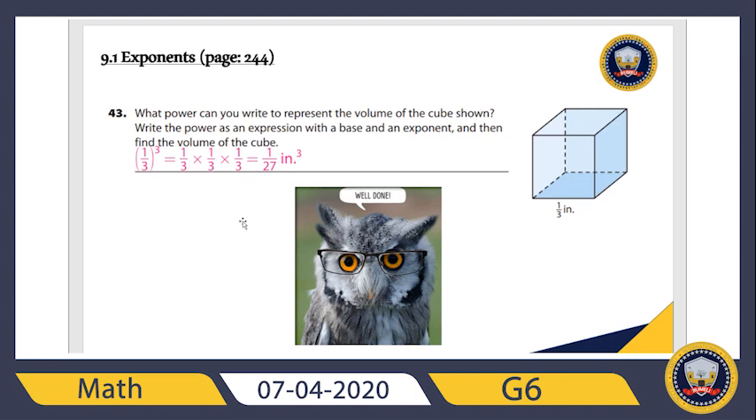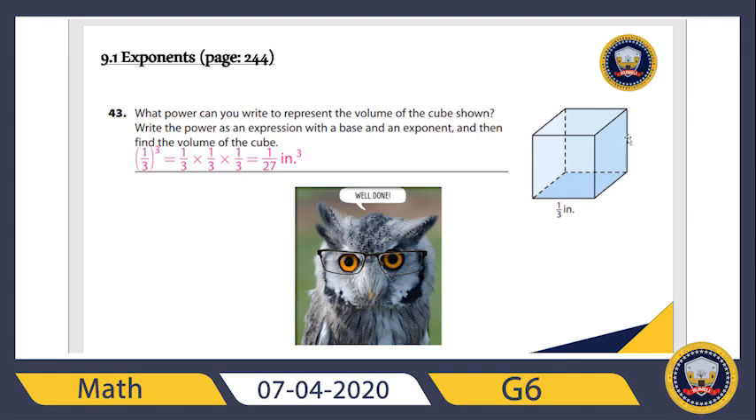Now, I have a cube. Let's come back to geometry and volumes. I have a cube which has a side length that is 1 over 3 inches. Now, I want to write the volume of my cube as a power, as a base and exponent. How can I write this?